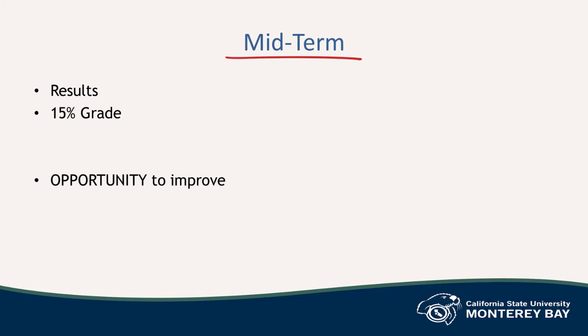I'd like to talk about the results of the midterm for a moment. The class average was 81%. The midterm is 15% of your grade. If you do not do as well as you had hoped, there's still an opportunity to improve if you do well with the rest of the material, especially in the final.